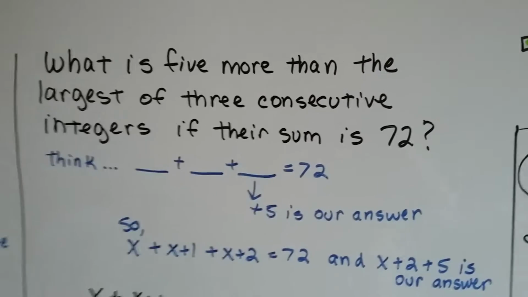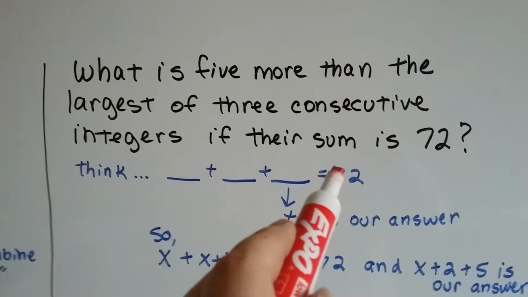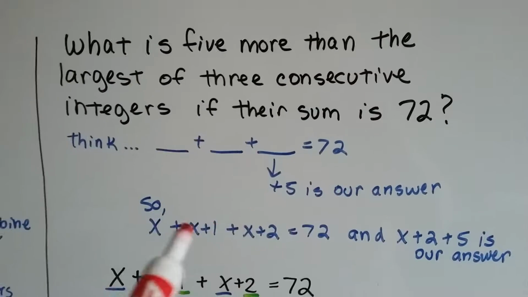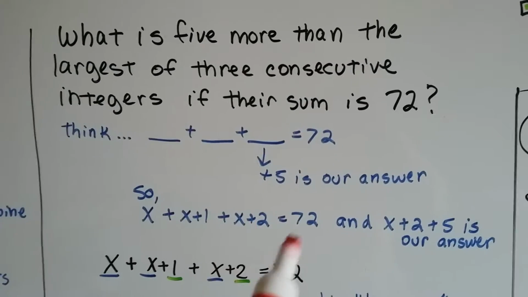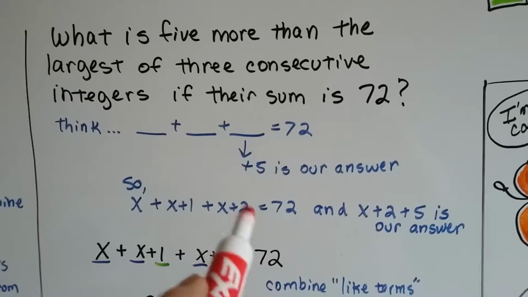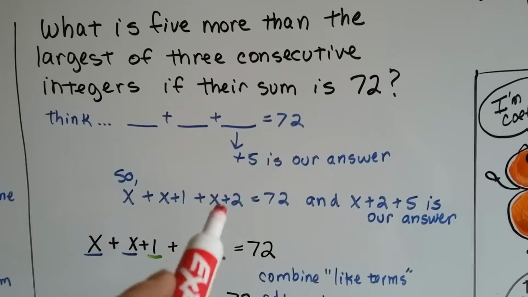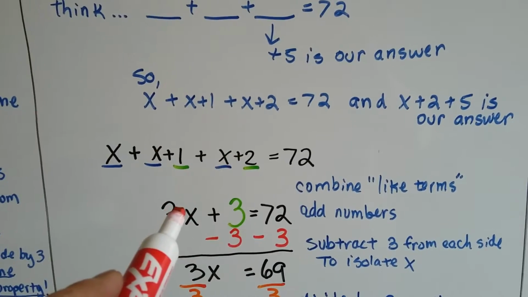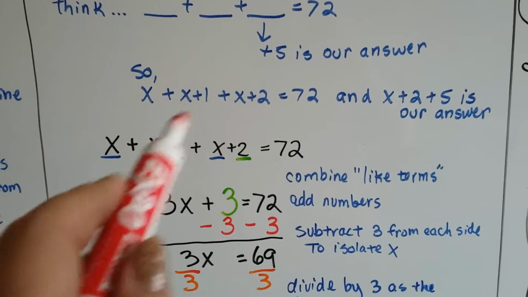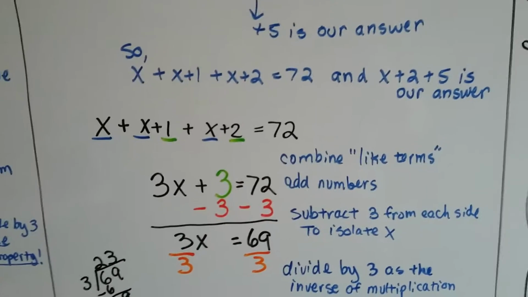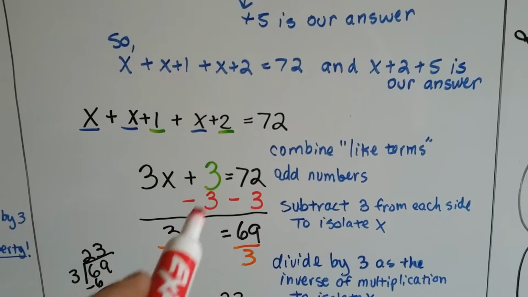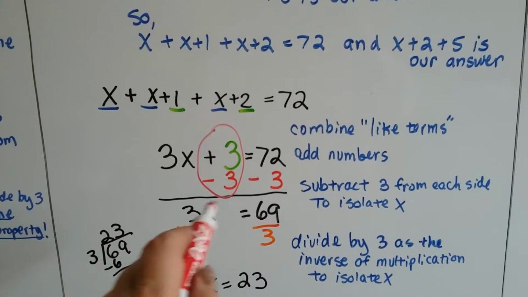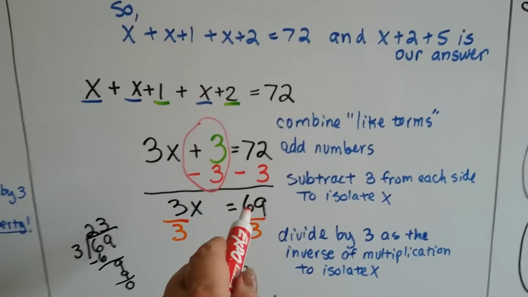So we think. Three consecutive integers equals 72, and whatever this one is, we have to add 5 of it to get our answer. So we know x plus x plus 1 plus x plus 2 is going to be 72, and we know that whatever this x plus 2 is, we have to add 5 to it to get our answer. So we combine our like terms, the x, and the x is 3x. We combine our numbers and add them. 1 plus 2 is 3, and it equals 72. We can subtract 3 from each side to get this 3 to go away, can't we? So now this drops off as a 0 pair, and we end up with 3x equals 69. 72 take away 3 is 69.